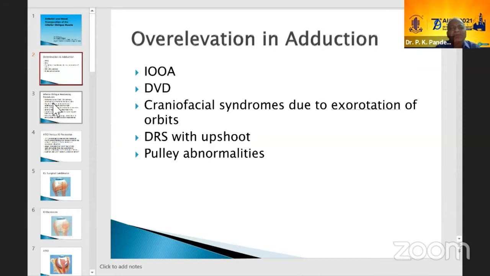So we should always keep in mind whether we are dealing with inferior oblique overaction or there is something else. At times you can also have DVD associated with inferior oblique overaction, so both components are there. We need to distinguish how much is because of the DVD and how much is because of the inferior oblique overaction. This has to be understood, otherwise we might do the wrong surgery and have adverse outcomes.